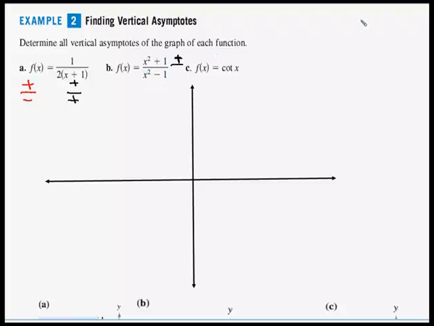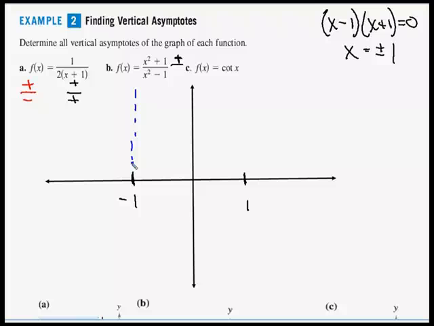So now we've got to think, okay, when does that denominator equal 0? x squared minus 1 factors into x plus 1, x minus 1. And we set that equal to 0, and we get two x values, plus and minus 1. So it looks like we're going to have two asymptotes, one at plus 1 and another one at minus 1. Let's draw some dots here for our asymptotes. We're going to check the behavior on each side of those asymptotes.